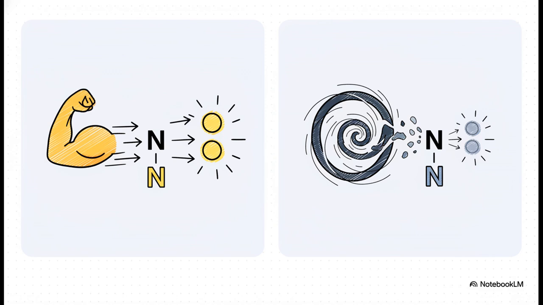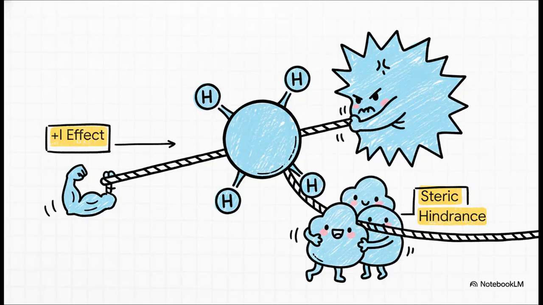But the aryl group in aromatic amines, like aniline, is a bit naughty. It pulls that lone pair into the benzene ring for resonance. That makes the lone pair much less available. But just when you think you've figured it all out, there's a twist.